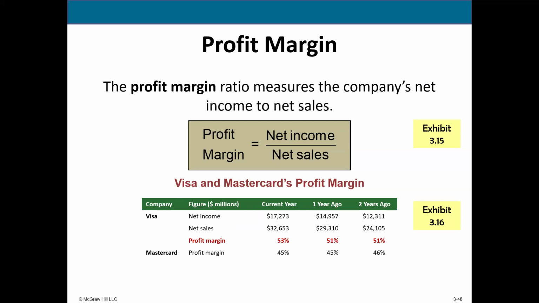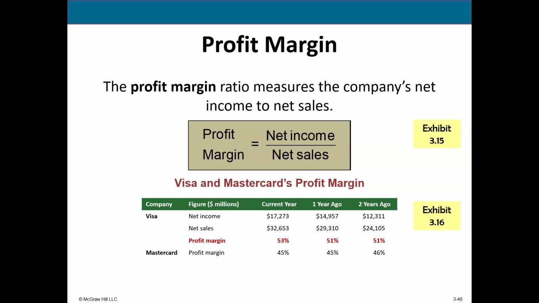Okay, so what percentage of our sales is profit, right? The way that we calculate that is we take our net income found on our income statement divided by our net sales or net revenue. And what that'll do is it'll give us a percentage. And that percentage is what we call our profit margin. So what percentage of each sales dollar is profit is what the profit margin tells us.